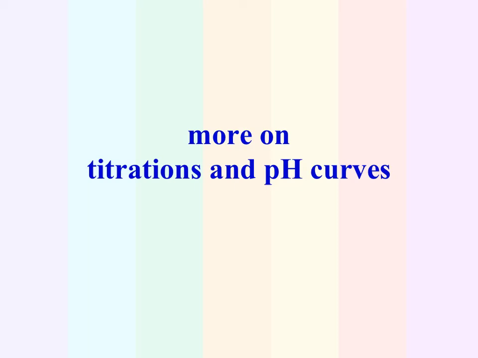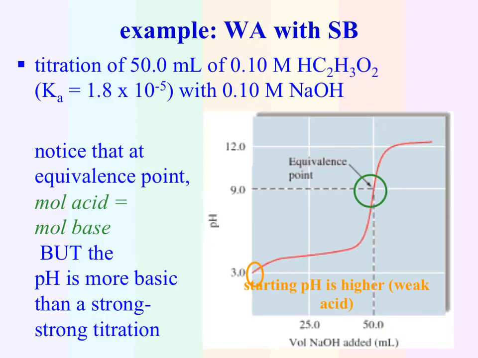Okay, so we're going to go ahead and continue with the titration and pH curve analysis, but in this case we're going to be looking at situations in which weak acids or weak bases are present. So we're going to just go ahead and look at the titration of a weak acid with a strong base.